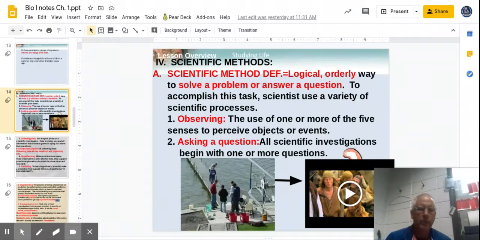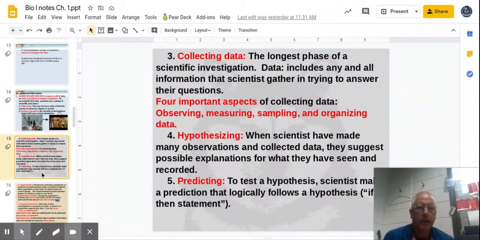Okay, so that's where we start all scientific investigations, with observations and asking a question, and then we move into these other things, right? Then we collect data, the longest phase. Now, I'm not talking about collecting data like we did with the airplanes. I'm talking about collecting background information, observing, measuring, sampling, organizing. All this is done before you ever go to the lab and do an experiment, or go outside and do water testing, or whatever we're doing.